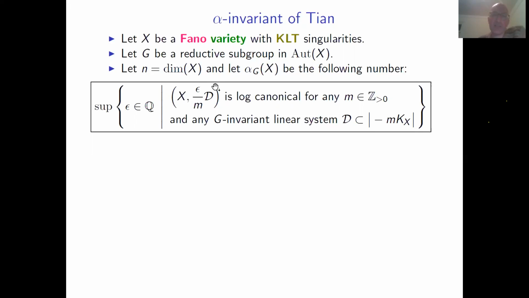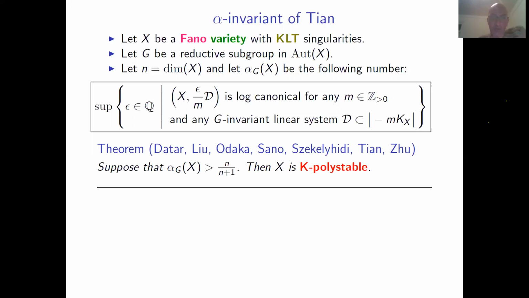You normalize them, like multiply them by 1 over m, and then you put some number epsilon here, and you take the supremum over epsilon such that this pair has mild singularities as a log pair. Mild here means log canonical. It's very technical, but log canonical means that the corresponding log discrepancy A is bigger than or equal to 0. They're the same A's we defined a few slides upstairs. So this is a technical number, but in many cases it is computable.